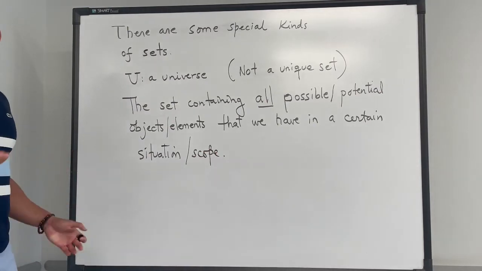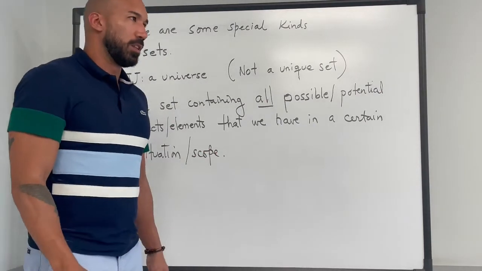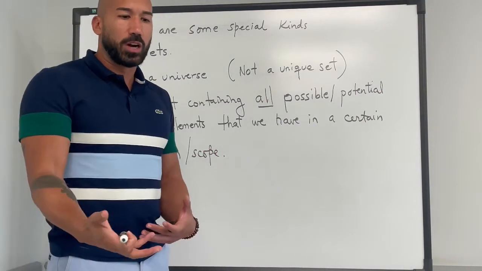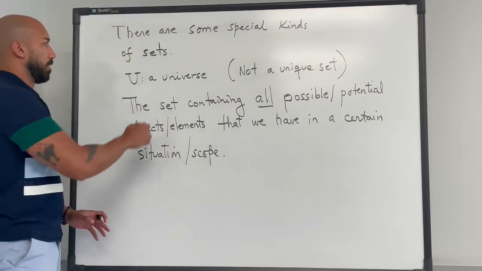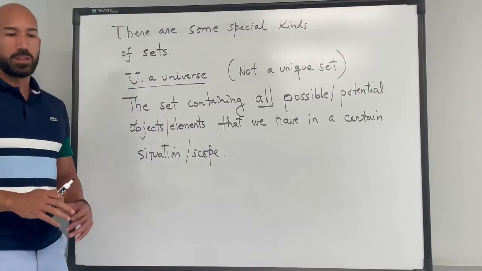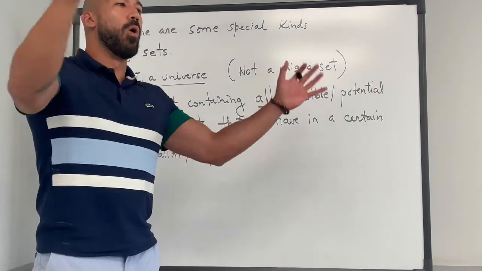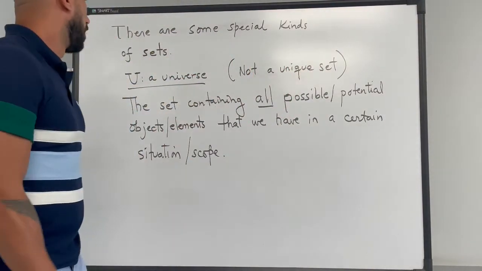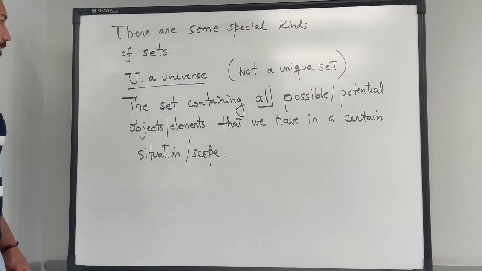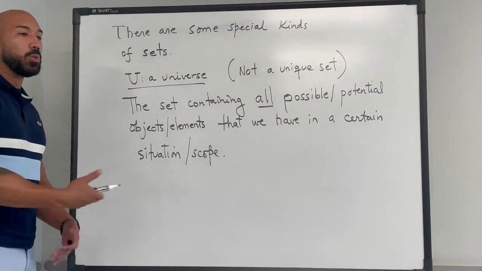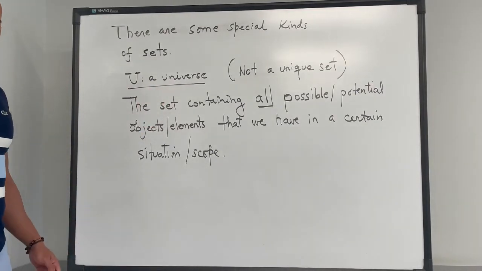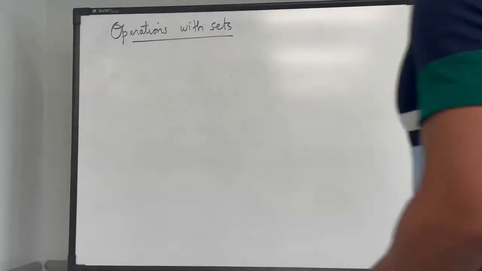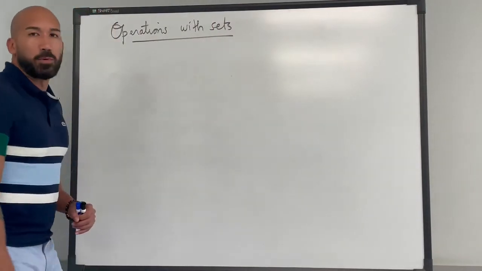Okay, so let's say that we are creating an application that is using car brands. So in that case, our universe is going to be the set of all existing, of all possible car brands. Is that okay? Since we won't use anything that is not a car brand, that's going to be our universe. Is that okay? Well, now we are going to introduce some operations with sets.